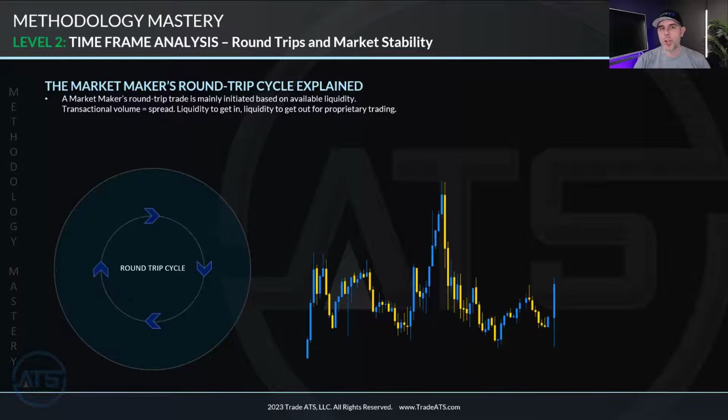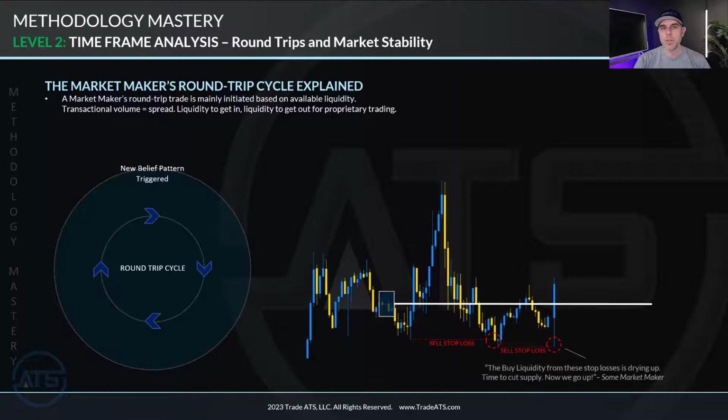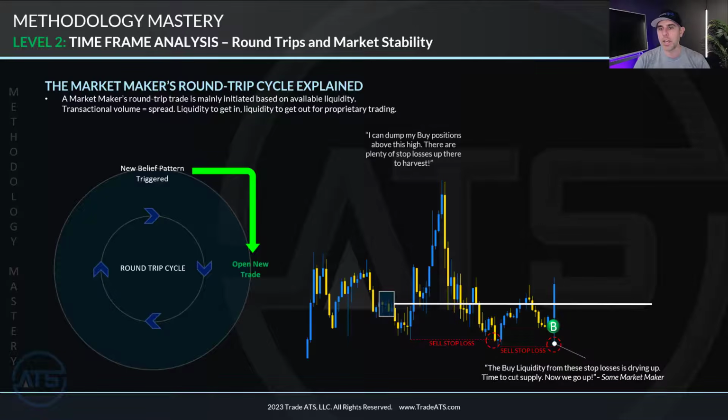Same as a retail trader, a market maker also has a new belief pattern triggered, causing them to either want to buy or sell the market. In this case, it's buy the market. But what are they looking at? Well, they're looking at these same lows, but instead of support, they're looking at those levels as potential points to harvest sell stop loss orders.